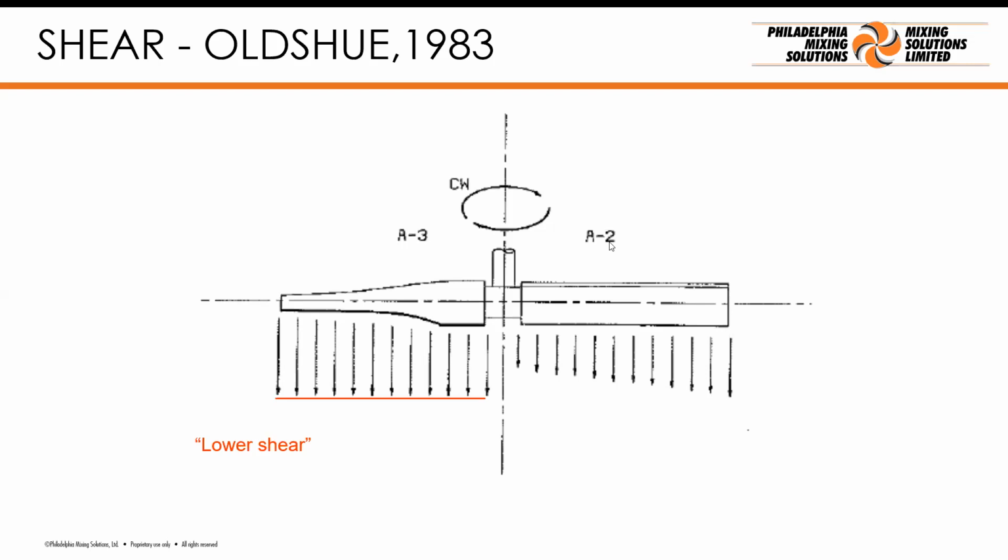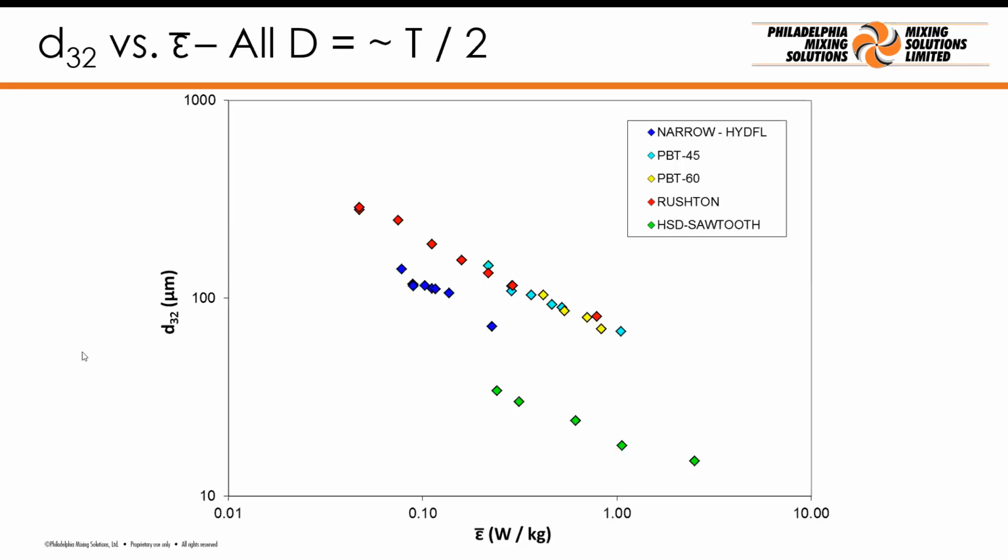So what Jim Oldshue said was that a hydrofoil is lower shear because it has a flatter velocity profile than a pitch blade turbine. And a Rushton turbine has higher shear than a pitch blade turbine because it has an even steeper velocity profile. So if we test that theory, and look at data, we're looking at dispersing an oil.